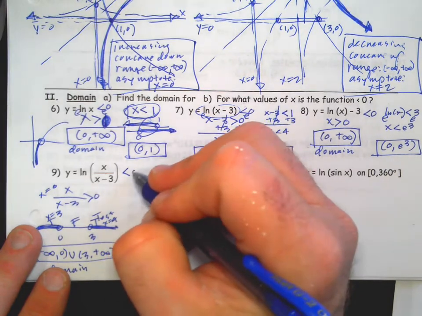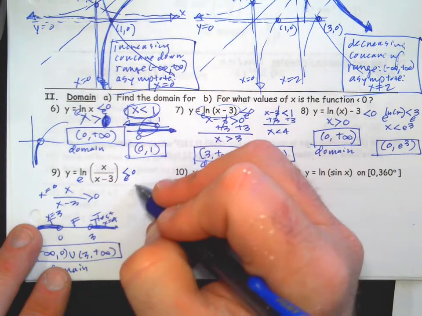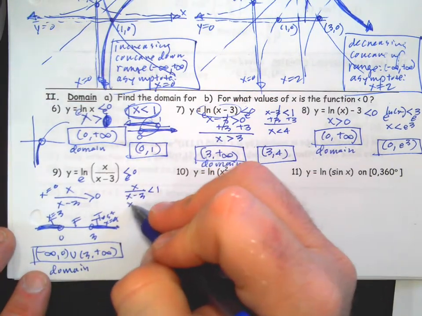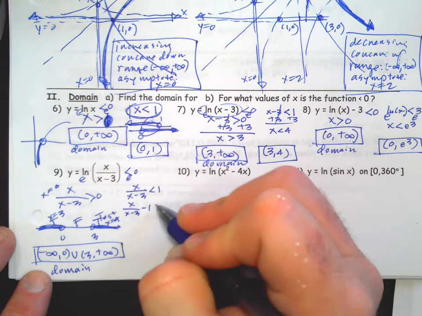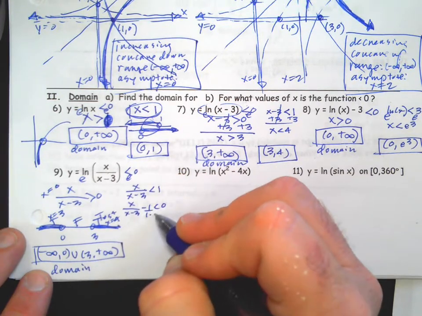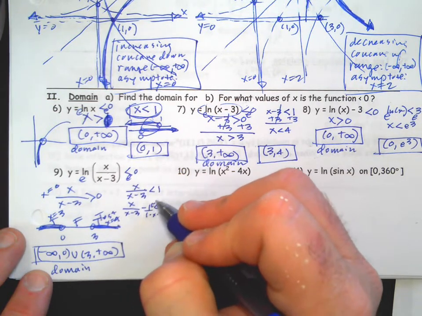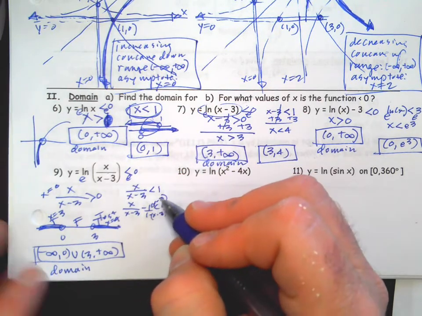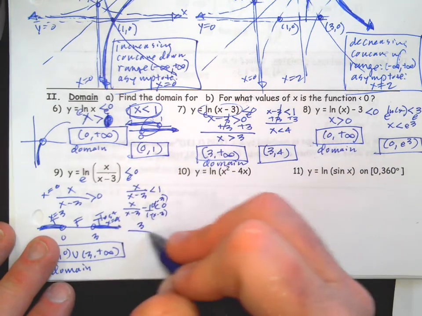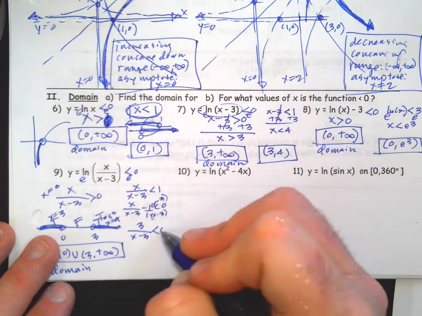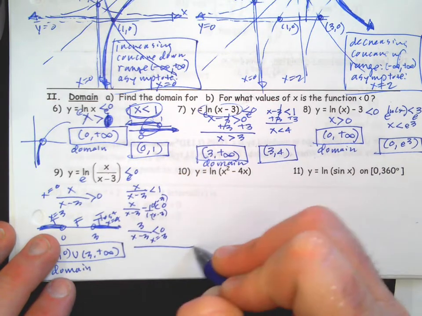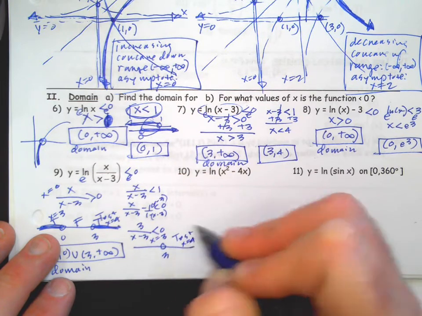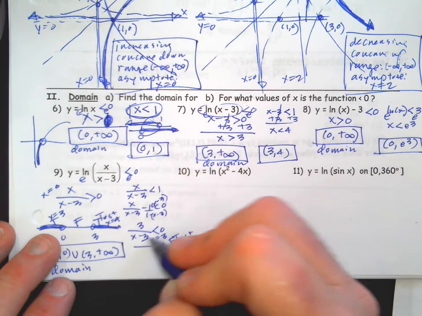Now, where is this function less than 0? Exponentiate both sides. x over x minus 3 is less than 1. This is another rational inequality, but you want to bring everything to one side, compared to 0. You want to give these the least common denominator. So it's going to be x minus x, 0. So we're going to get 3 over x minus 3 is less than 0. So x equals 3. Line check, open dot at 3, test. x equals 4 is false, true.